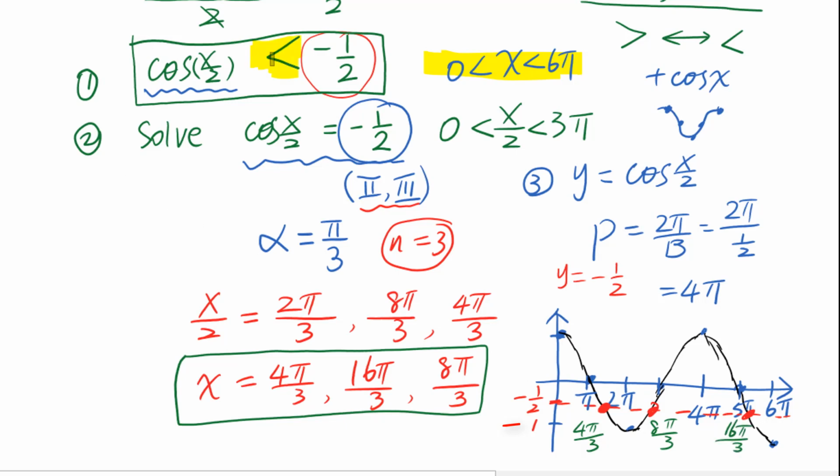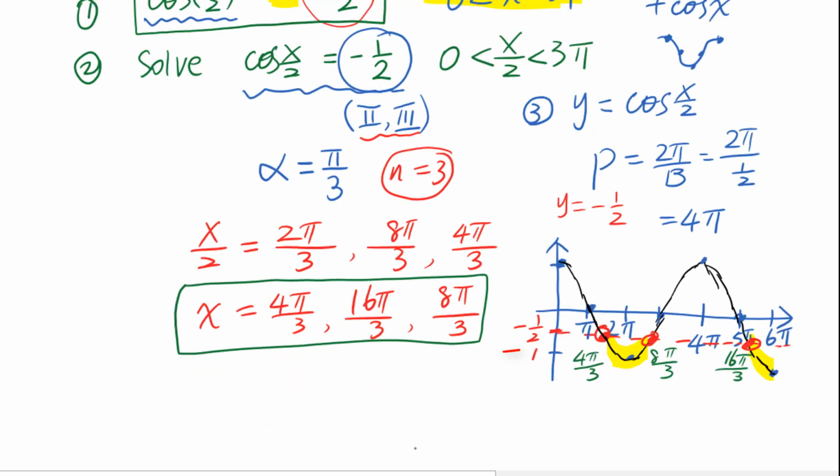Then check: less than -1/2 means below y equals -1/2, which means this part of the graph will be the solution. So we can write down the solution like this. Since there is no equal sign, this will be open parentheses.